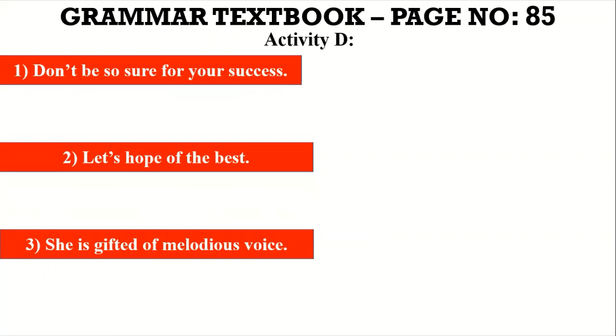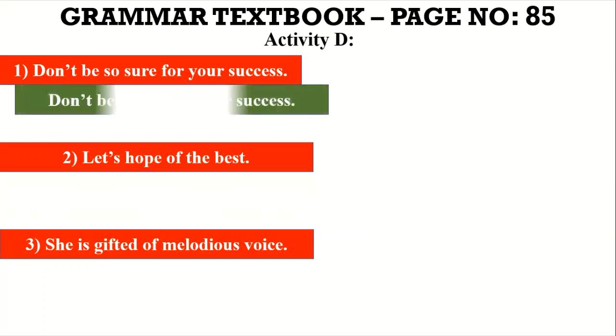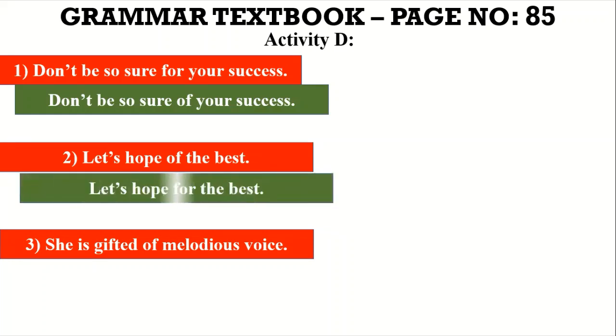Don't be so sure for your success or of your success. It is of. Don't be sure of your success. Next, let's hope of the best. This I think you must be knowing. When you are going for a competition, what do we say? Let's hope for the best. For the best. Let's hope for the best.